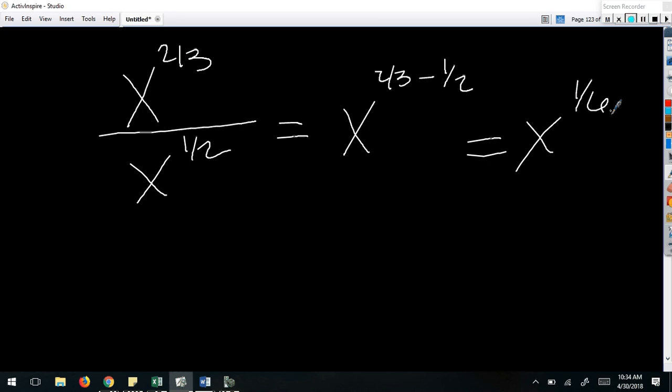The exponents. A little hint as you go through some of these. Today we're focusing on multiplying and dividing and exponent properties. We're not going to talk too much about adding and subtracting until tomorrow.